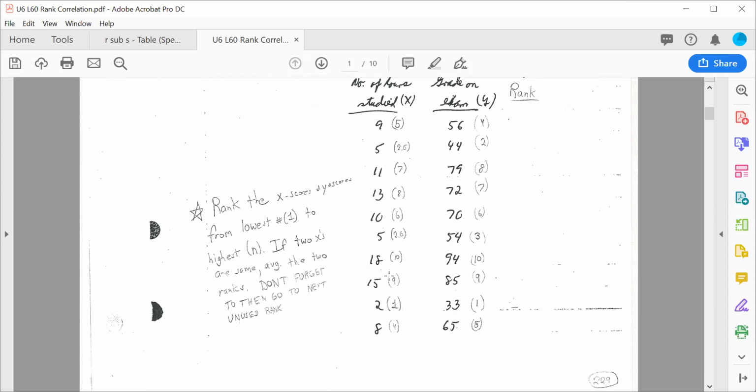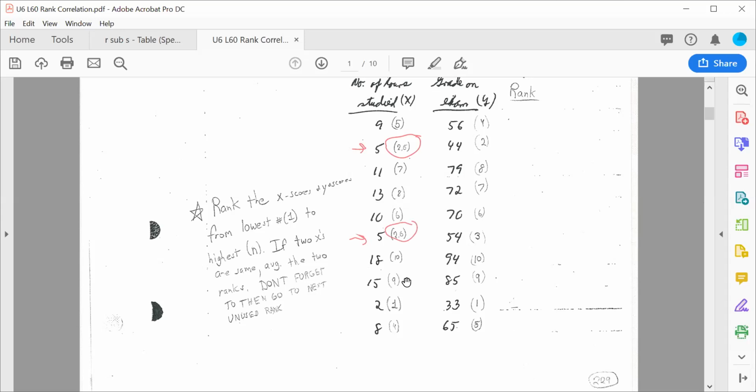But then the next number after 2 is 5, but there are 2 5s. Now here's the kicker, I should say. This 5 and this 5 would get ranked 2 and 3. But since they are the same number, you average the ranks of 2 and 3, and they both get ranked 2.5 and 2.5. That is huge. If you can understand that one concept, you can do rank correlation. That's it.